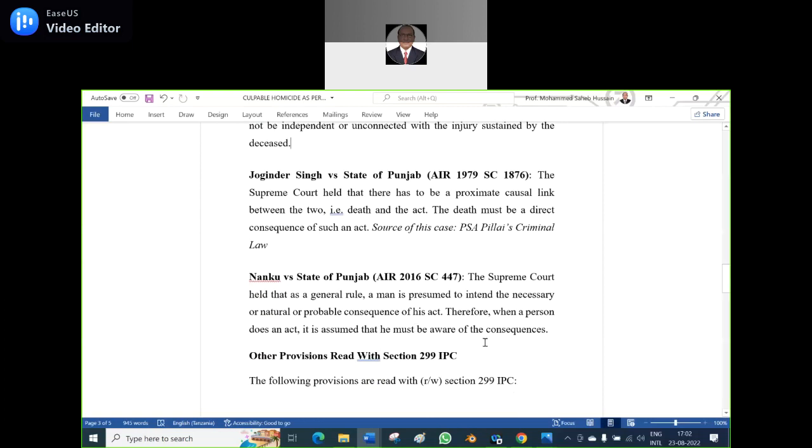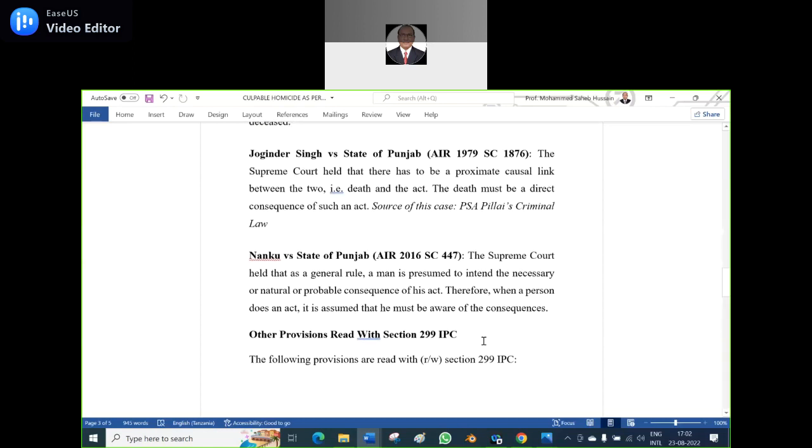In Nanku versus State of Punjab, the Supreme Court held that as a general rule, a man is presumed to have intended the necessary or the natural or probable consequences of his act. Therefore, when a person does an act, it is assumed that he must be aware of the consequences. Either death may be caused or may not be caused, but still he will be charged under culpable homicide, Section 299 of the IPC.